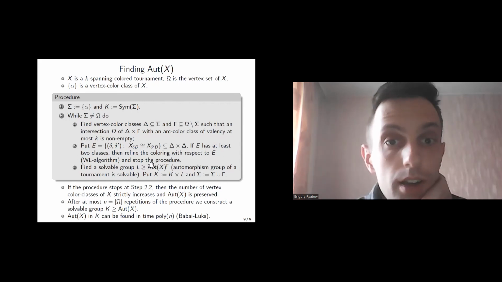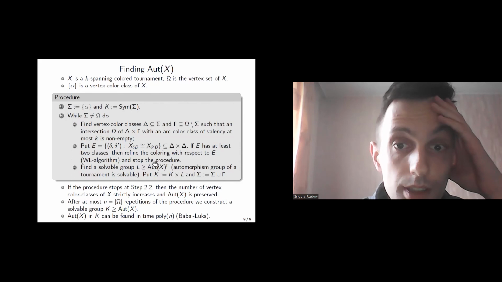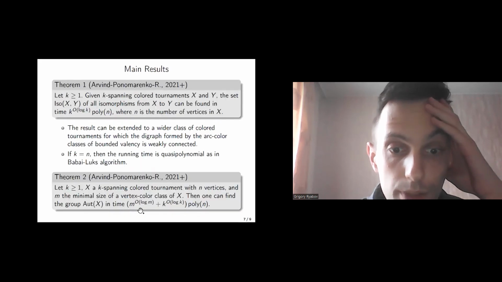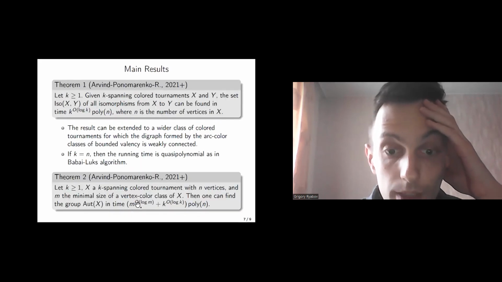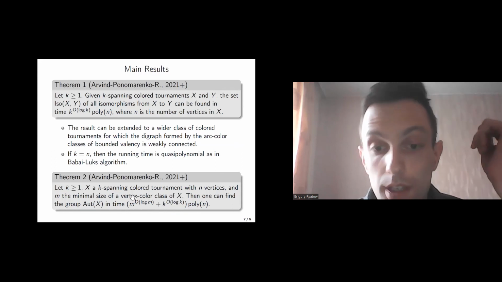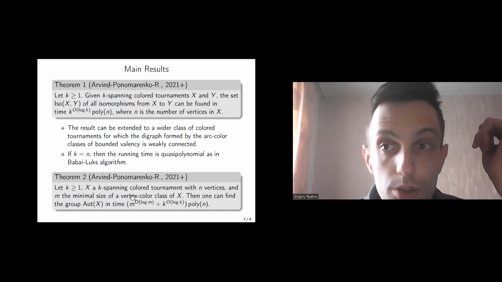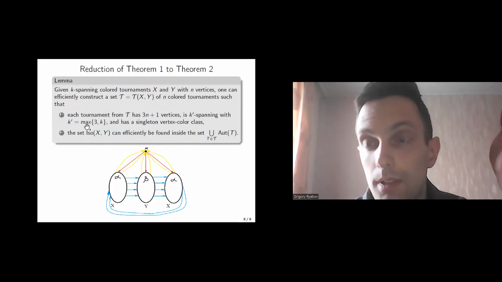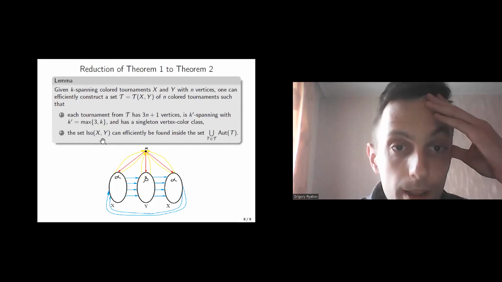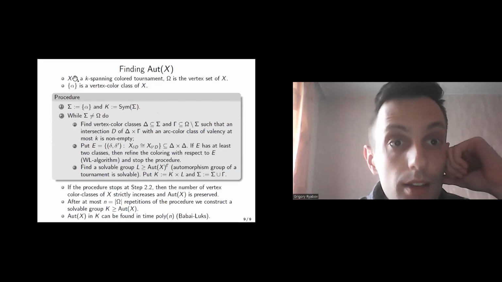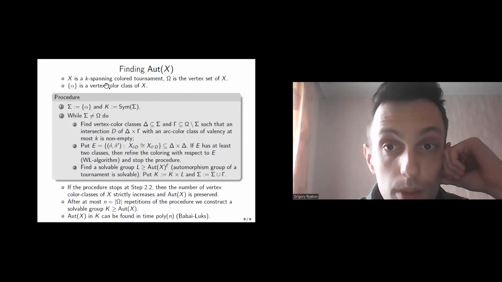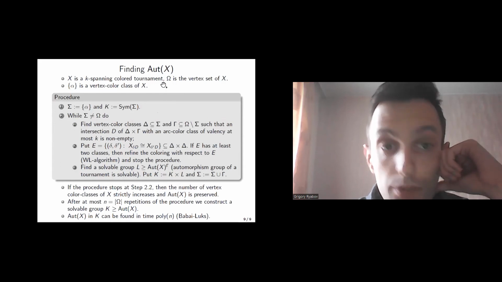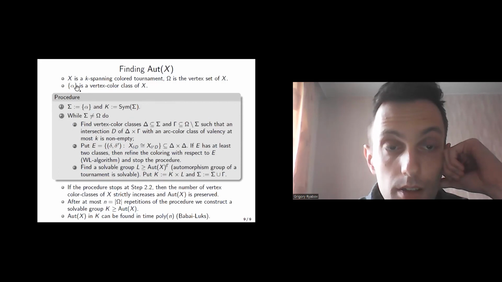Maybe I restrict this theorem to the case when m is equal to 1, when we have a singleton vertex color class, because we apply this lemma exactly in this situation. So let X be a k-spanning color tournament, and omega is the vertex set of X. And we have a singleton color class formed by a vertex alpha.